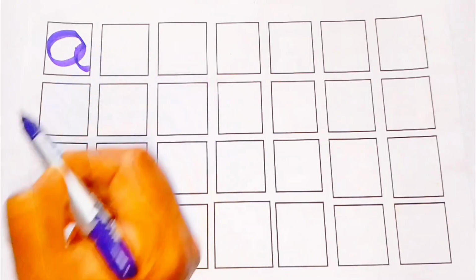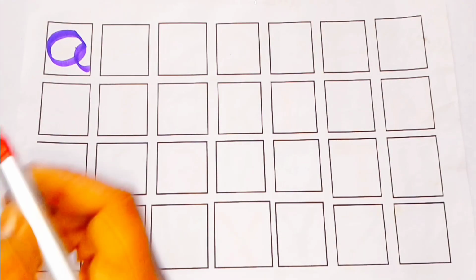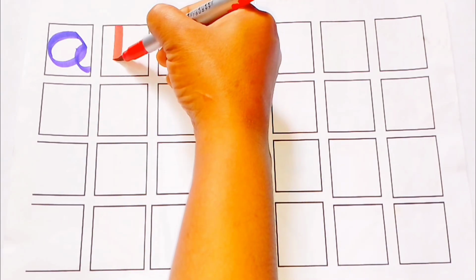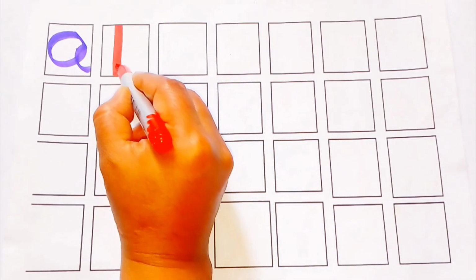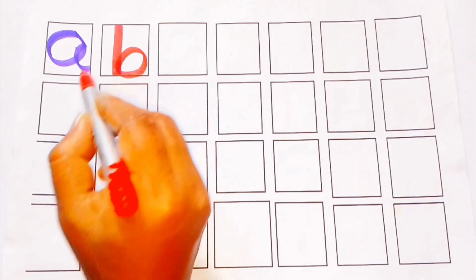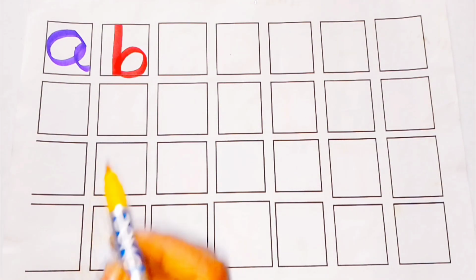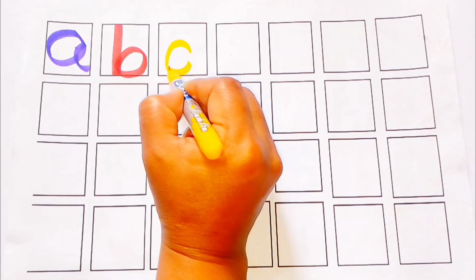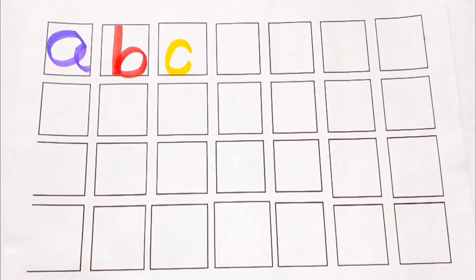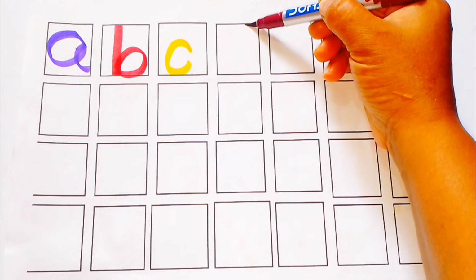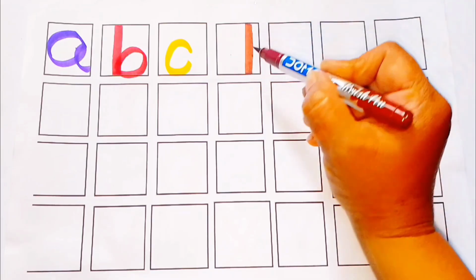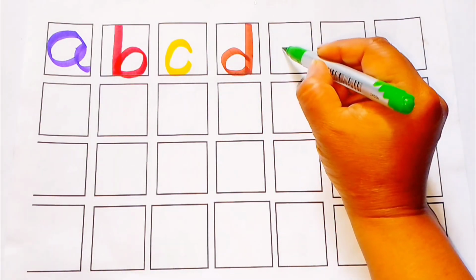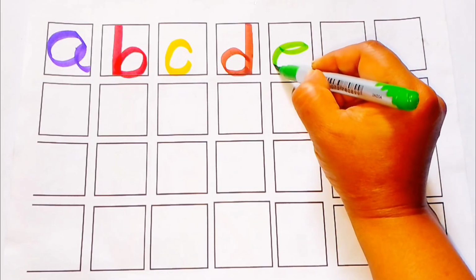A for alligator. B for banana. C for car. D for dolphin.